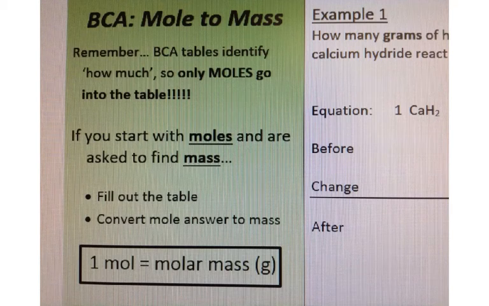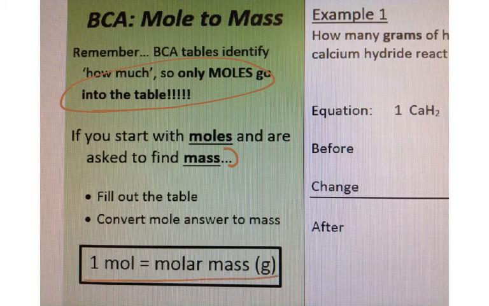Alright, tonight what we're going to be talking about is how to fill out a BCA chart when it's not just mole to moles. Instead, we're going to be focusing on moles to grams or grams to moles. So remember, what is most important is that whenever you use your BCA chart, you need to make sure that you are in moles. So if you start with moles, then you might have to go to grams, or if you're at grams, you're going to have to convert to moles and then go from moles in your BCA chart to moles or whatever.